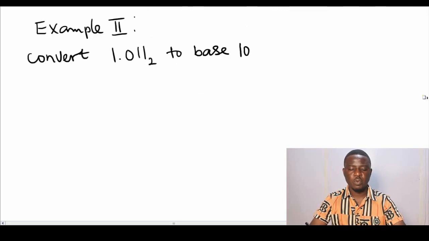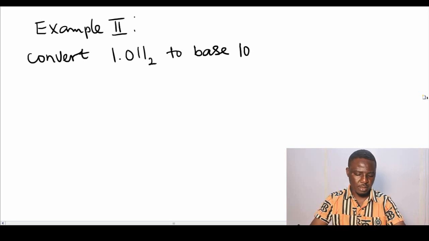In this example, we are asked to convert 1.011 base 2 to base 10. It is not different from what we did in the first example. We are going to take two steps. The first is by using the expansion method to express 1.011 base 2 in the expanded form. Thereafter, we simplify to arrive at our answer in base 10.